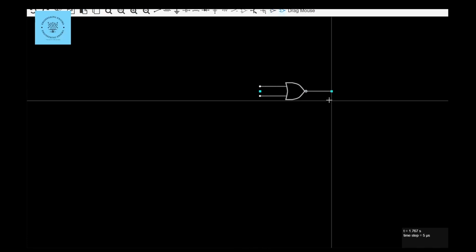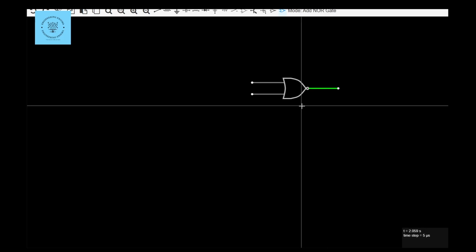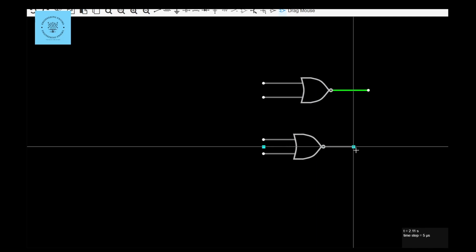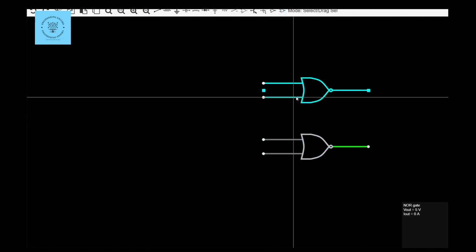In this video, we are going to understand D-latch using NOR gates. First, let's look at the components used in this circuit. We are using one battery, two NOR gates, and one switch. The switch is used to provide the input D.